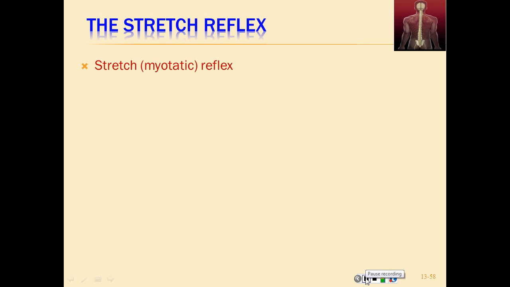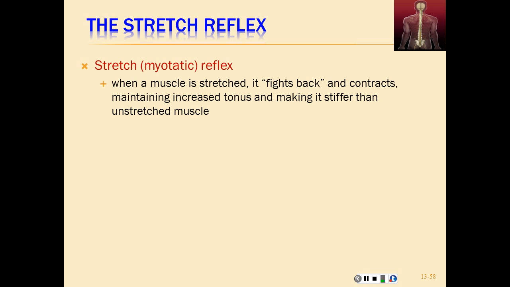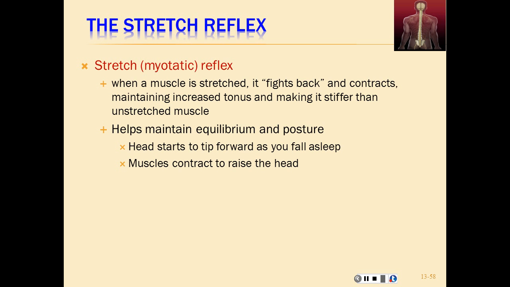Alright, so when a muscle is stretched, it contracts to compensate, an action called the stretch or myostatic reflex. So when a muscle is stretched, it fights back and contracts, maintaining increased tonus and making it stiffer than the unstretched muscle. Now it helps maintain equilibrium and posture. Just like when your head starts to tip forward as you fall asleep, muscles contract to raise the head.